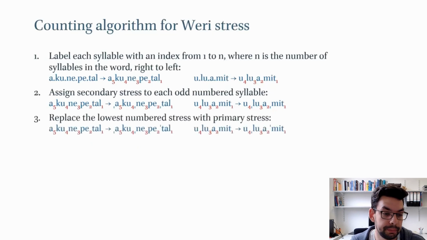And now, last step, replace the lowest numbered stress with primary stress. So the lowest numbered stress that I have is on syllable 1. I have one on 3 and one on 5, but 1 is obviously lower, so I'm going to replace that with a primary stress. I'm going to do the same here. Because we're starting from 1, 1 is always the lowest, so we'll just replace that.